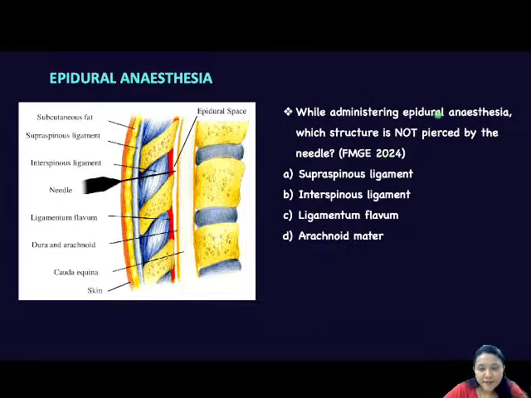While administering epidural anesthesia, the drug is administered in the epidural space. Epidural space is above the dura mater. So if something is above the dura mater, will it pierce the arachnoid mater? Anyone in the chat? If the epidural space is above the dura mater, will the needle reach the arachnoid mater? Anyone in the chat want to answer this?